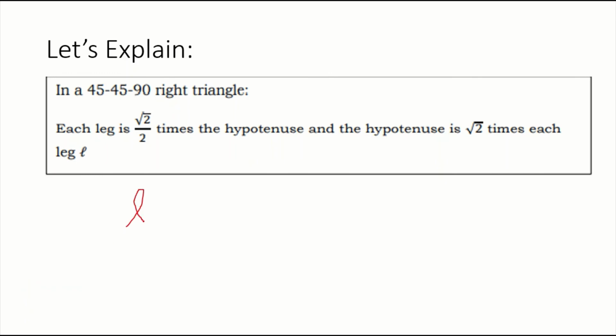Leg is equal to square root of 2 over 2 times the hypotenuse. And the hypotenuse is square root of 2 times each leg. Then the hypotenuse is equal to square root of 2 times each leg.